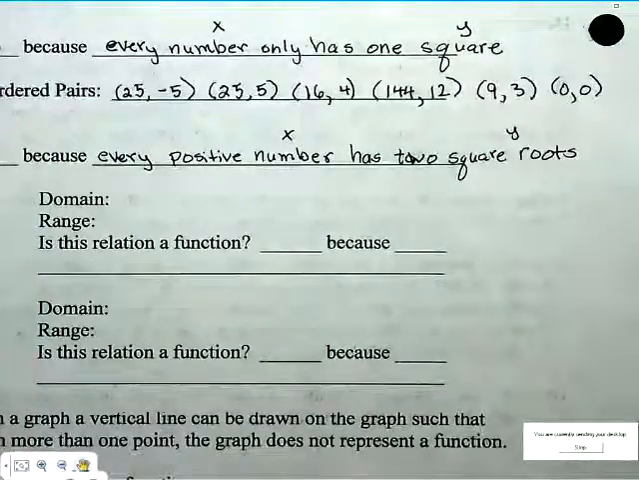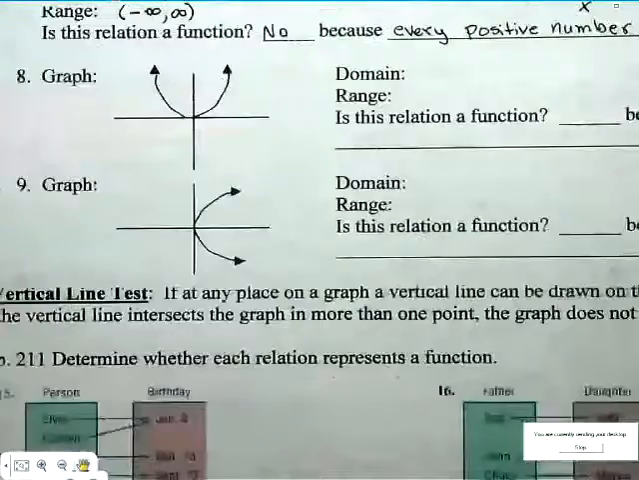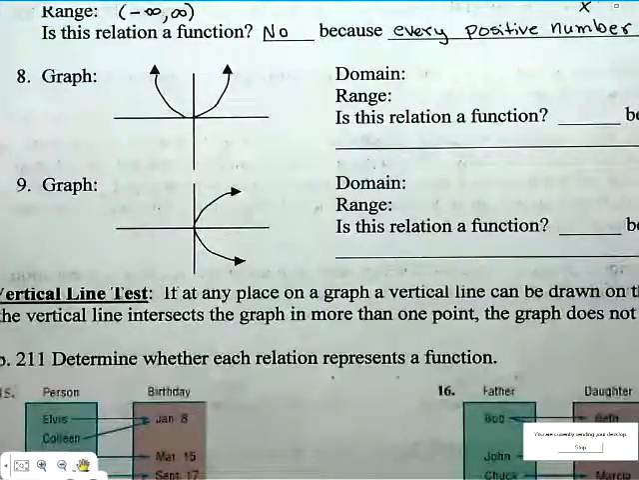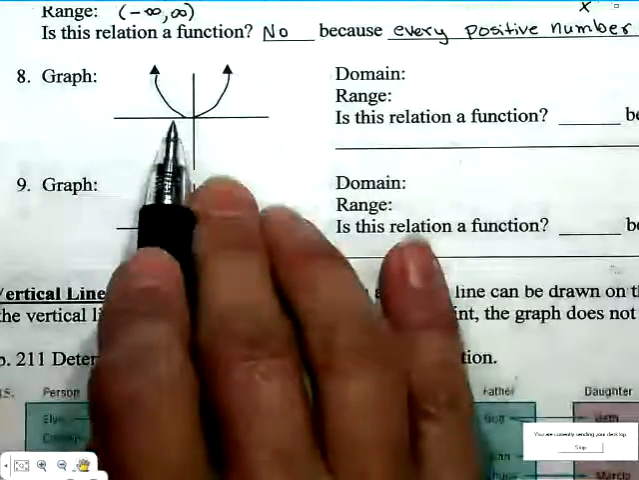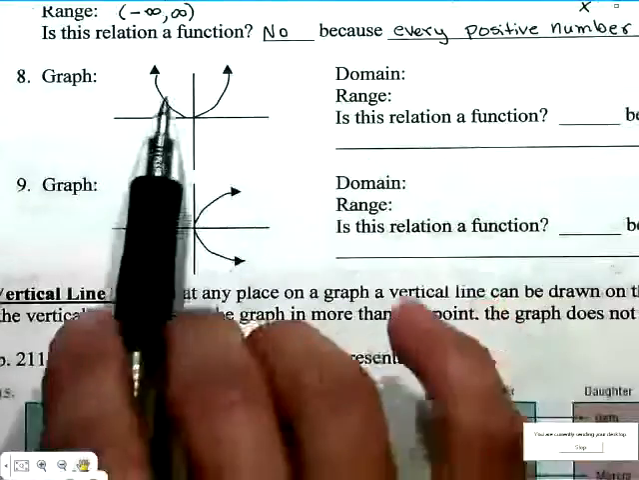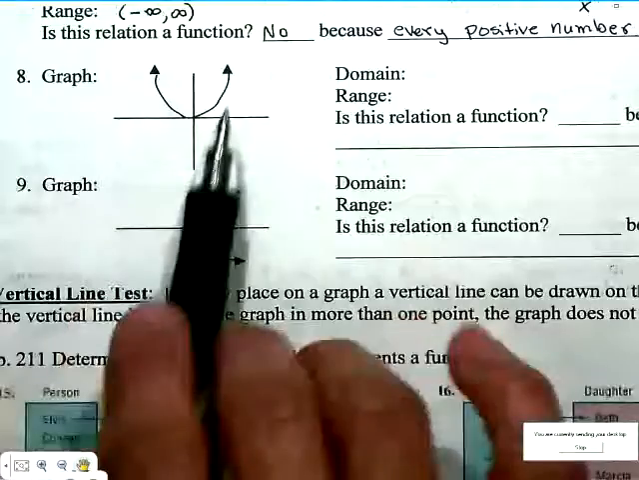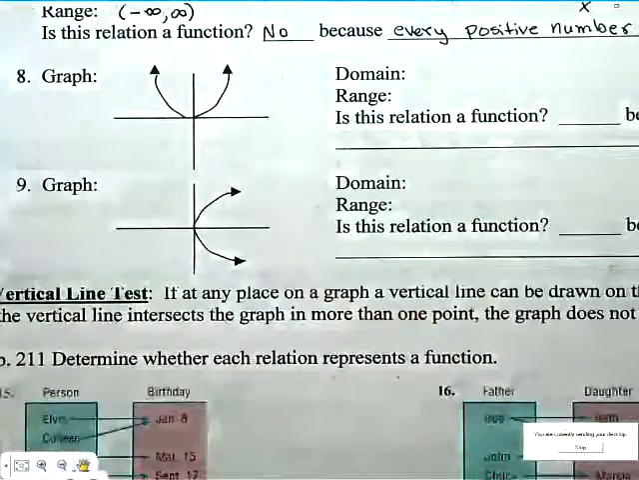So we've looked at word relations, we've looked at ordered pairs, we've looked at equations. The only other way I can think of to represent a relation is by its graph. I can graph a relation and then say, what's the domain, what's the range, and is this a function? This handout's kind of old, and at the time that was the best parabola I could do on the computer. I could do better now, but it's kind of shaky. It's supposed to be that nice U-shaped curve that goes forever to the left and forever to the right.